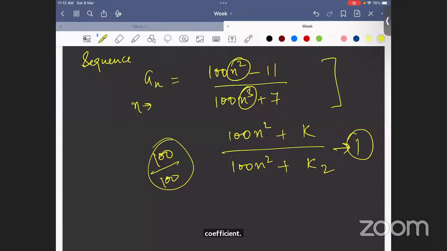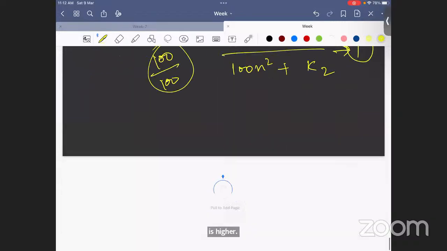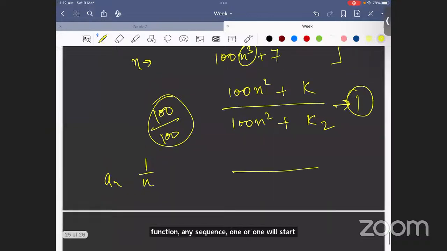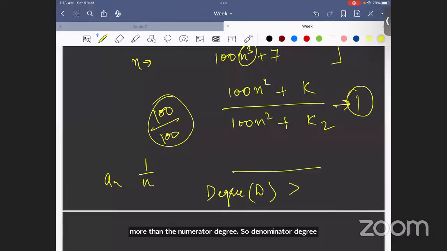The first thing you should be focusing on is the degree. If the degree of the numerator is higher, it will directly converge to 0, because you already know that for any sequence, 1 upon n will start converging to 0, right? And if you have a function where the degree of the denominator is more than the degree of the numerator, you can directly divide.